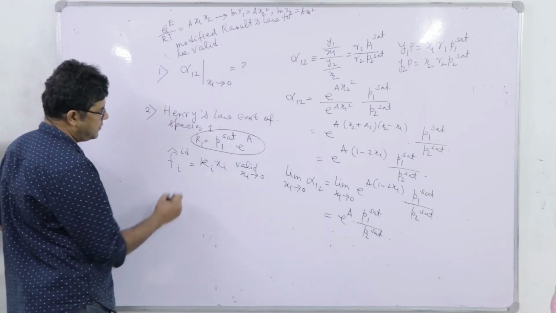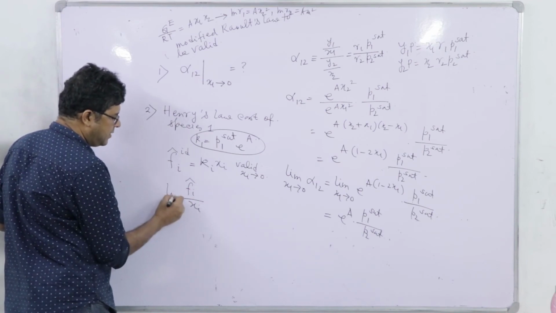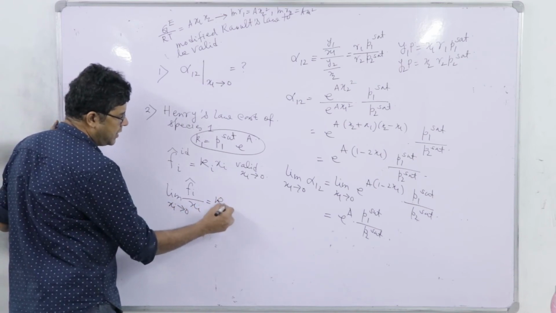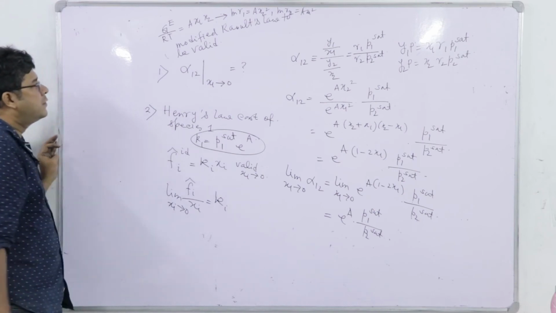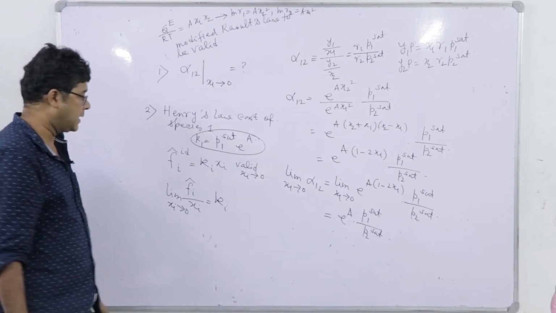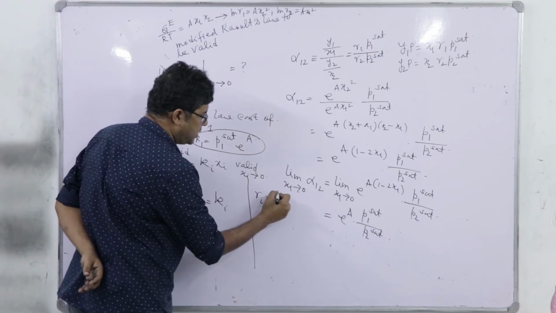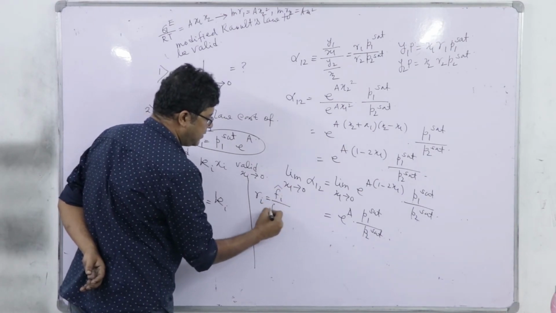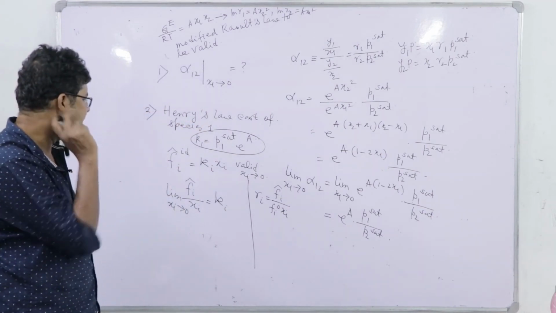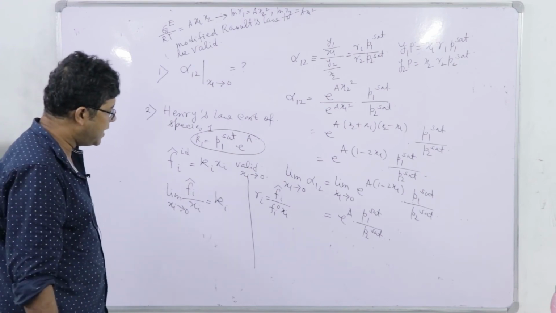So, or rather Fi cap divided by Xi with limit Xi tending to 0, this is equal to Ki. So we have here the expression for gamma i. Gamma i is equal to what? Fi cap divided by Fi naught Xi. Fi naught is a standard state property, a standard state fugacity, right?